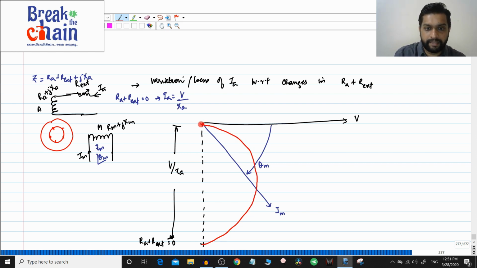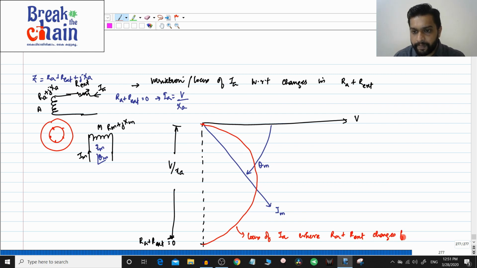It will be like a semicircle. We have already discussed this, so I am not going to discuss it once again. This is the locus of Ia when Ra plus R external changes from 0 to a maximum value, or we can call it a very high value. Okay, so this is the condition. So this is the locus.